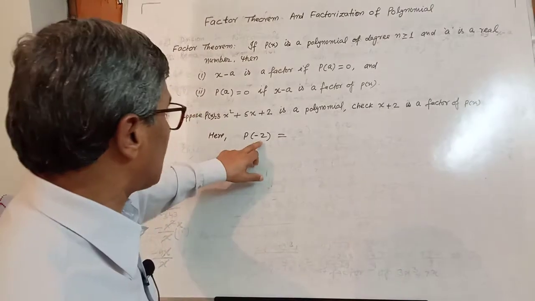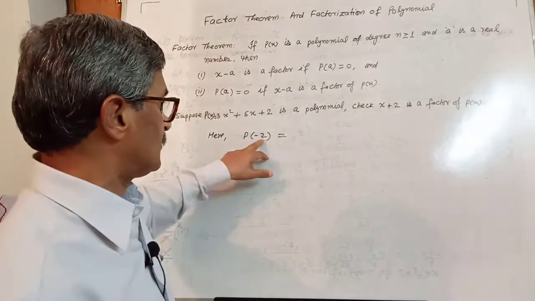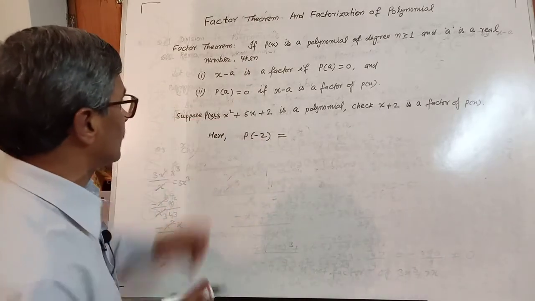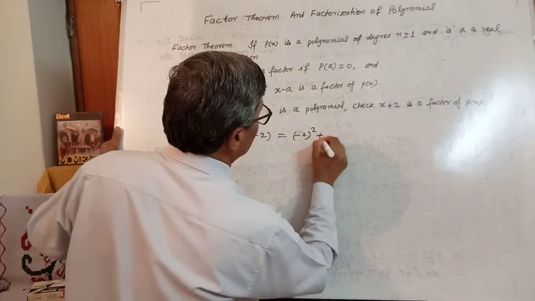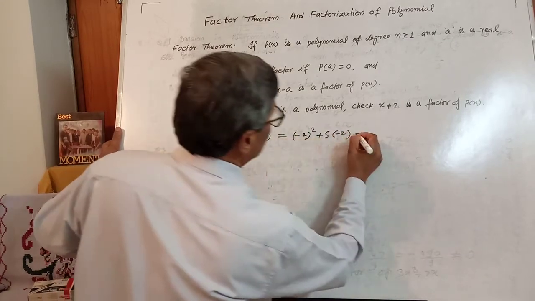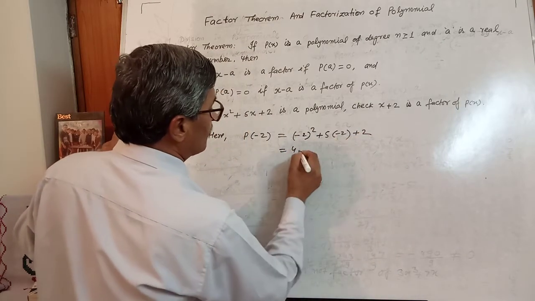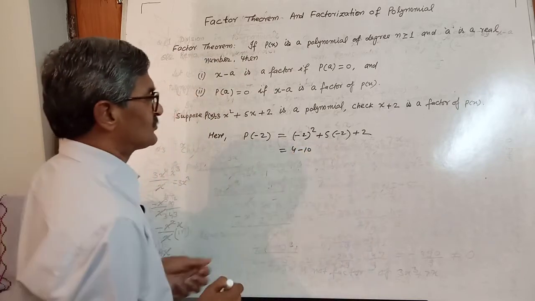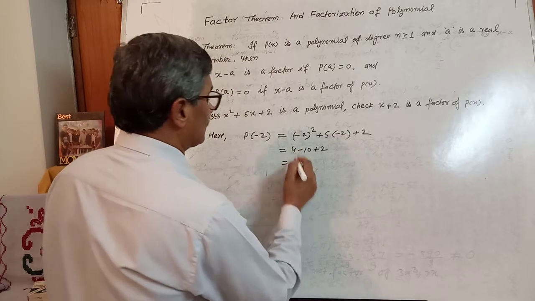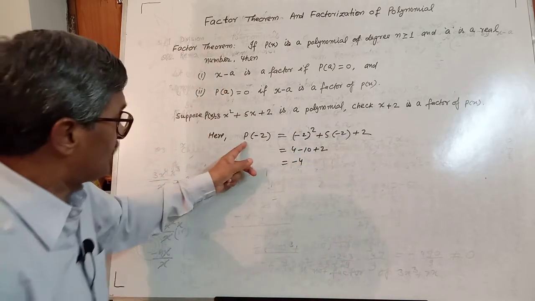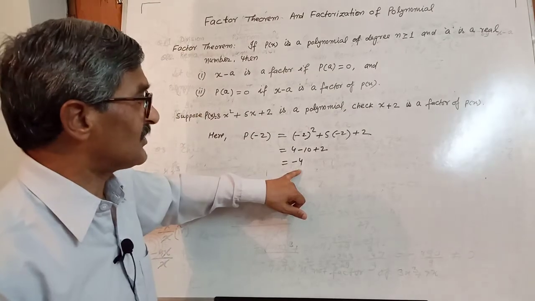So for p(-2) we are going to check the value of the polynomial at x equal to minus 2. This polynomial: minus 2 square plus 5 into minus 2 plus 2. Here minus 2 square is 4. Here 5 into minus 2 is minus 10, plus 2. 6 minus 10 is minus 4. p(-2) is not equal to 0.